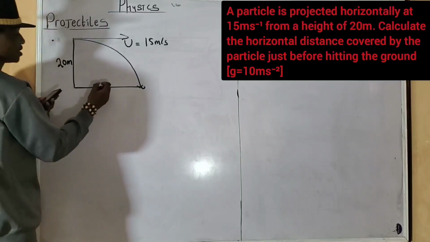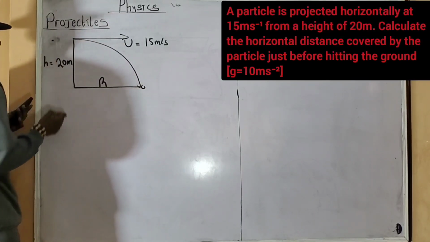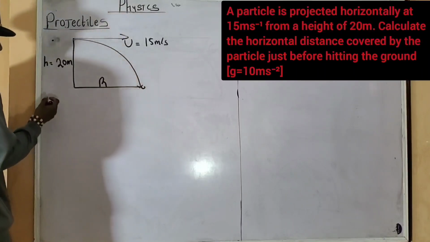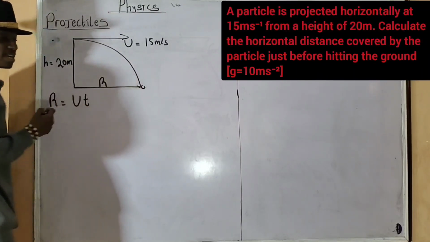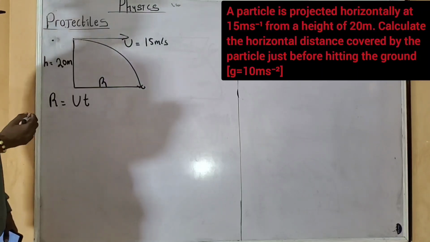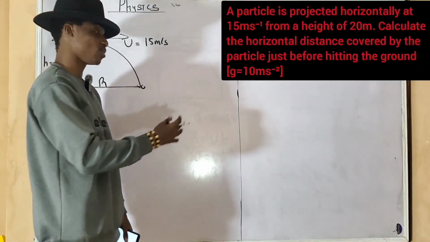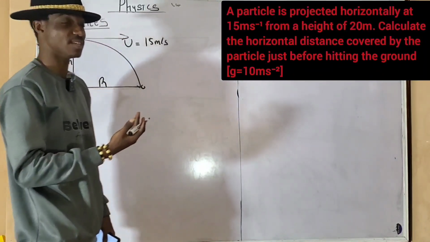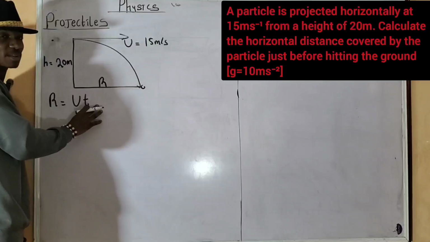horizontal distance. That means we are looking for the range. Are you getting it? The height has been given as 20 meters. Now, if you want to calculate the range, don't forget that R is equal to the initial velocity multiplied by time. Are you getting it? That's why I asked you to pen down the formulas, the formulas that I wrote on the board the other time. So R is equal to initial velocity multiplied by the time.